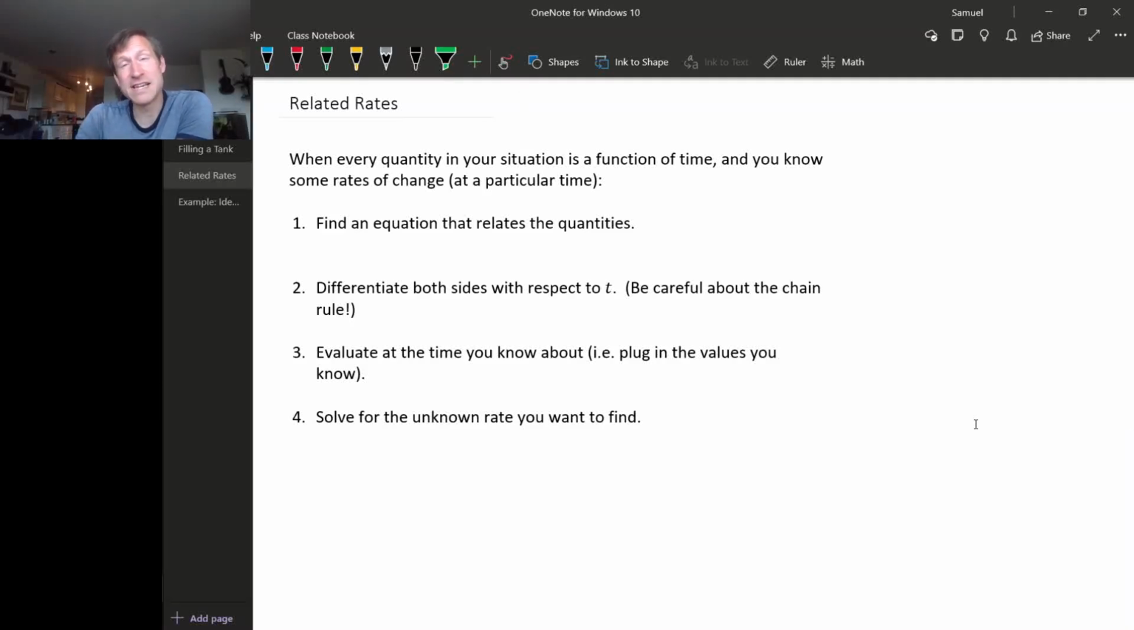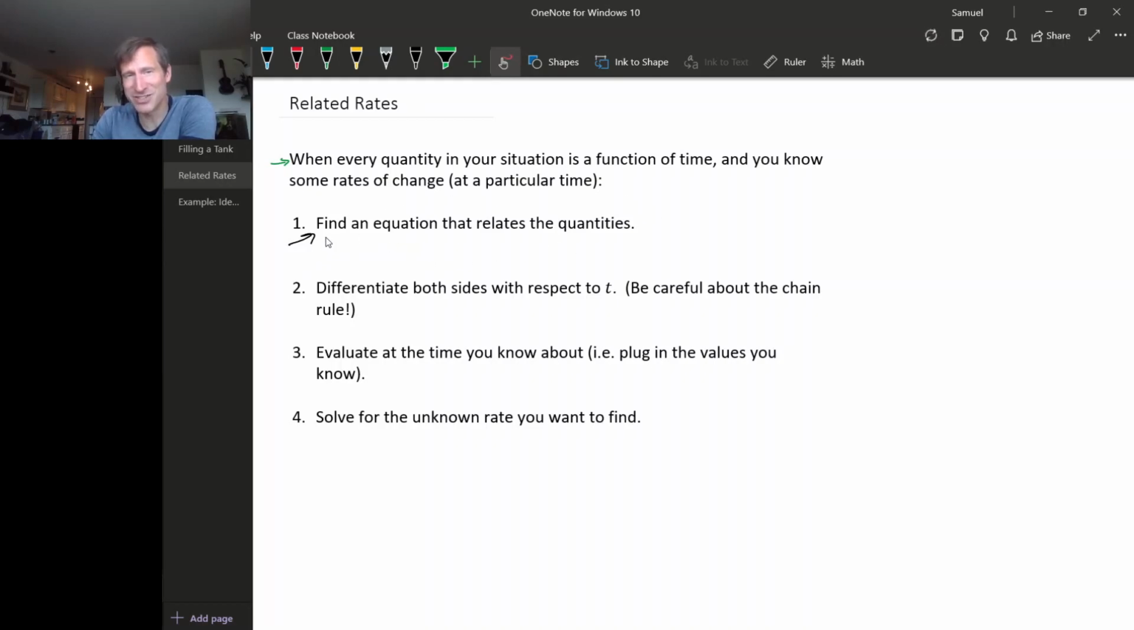So the general idea with related rates is when you have a situation where every quantity is a function of time and you know some of the rates of change at a particular time, then you can play this game with related rates. So first, find equations that relate those quantities.